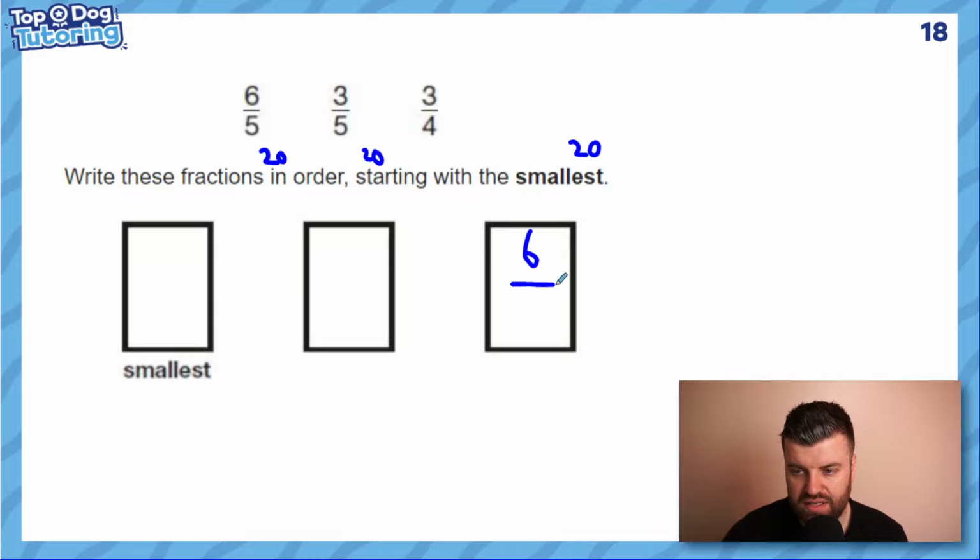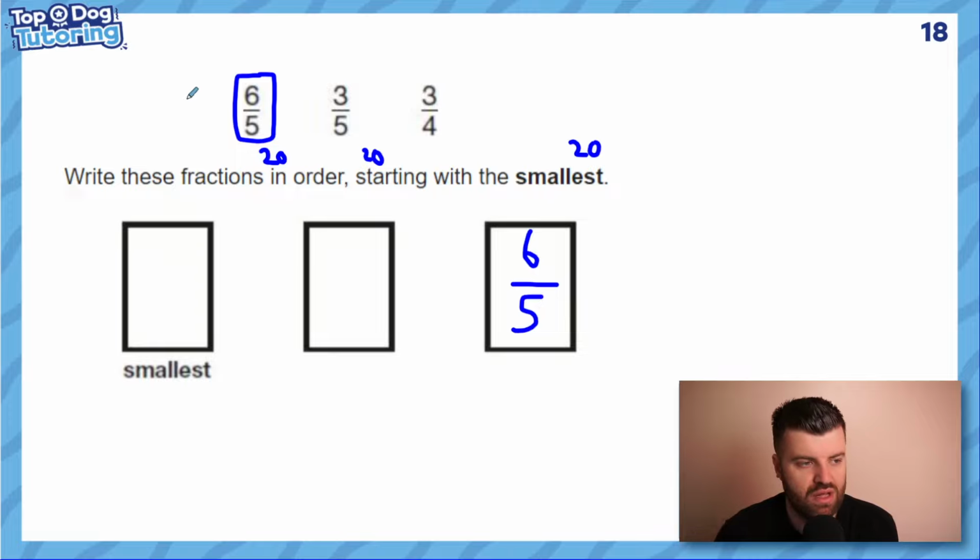It's 6/5. Now, the answer isn't because it says 6. That's more than 3. Okay, so you could have fluked the answer there. The answer is simply, this is an improper fraction. This is more than 1 whole. 5/5 would be the whole. 6/5 is more than 1 whole. The others are not improper fractions. They're smaller. So now we know this is the biggest.